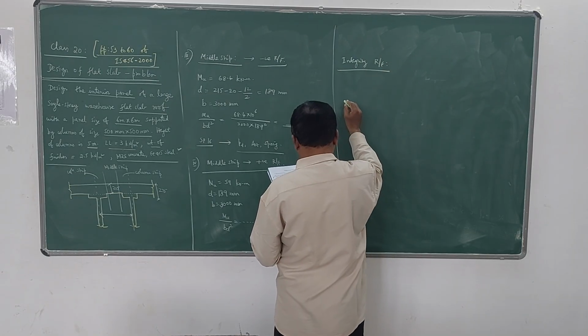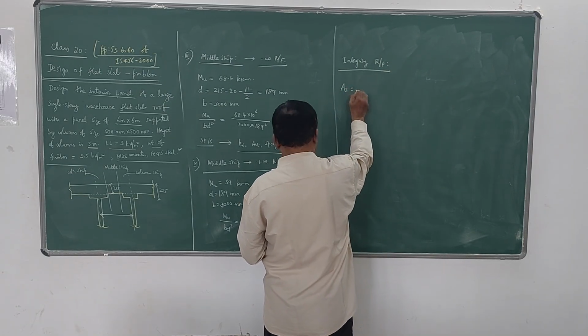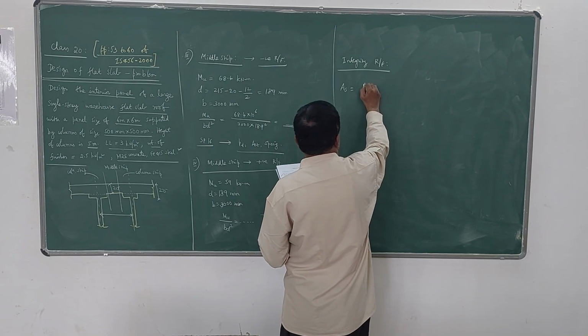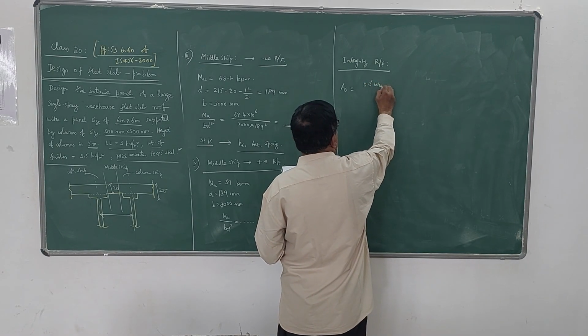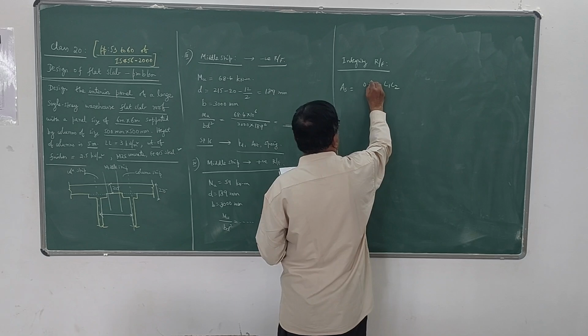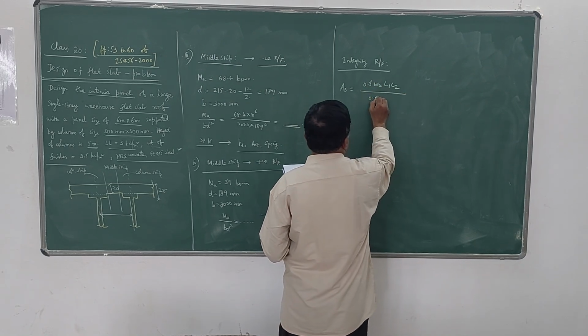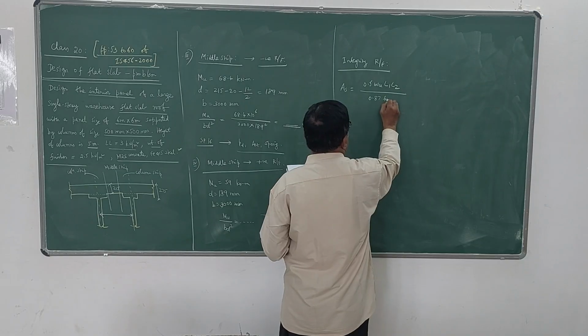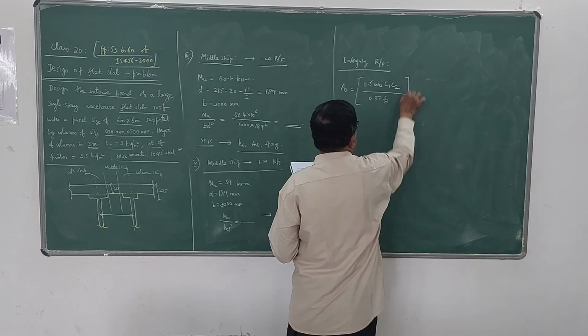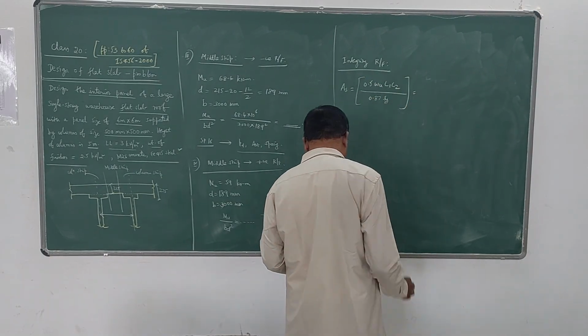Integrity reinforcement AST, or AS, is equal to 0.5 WU L1 L2 divided by 0.87 Fy. This is the integrity reinforcement.